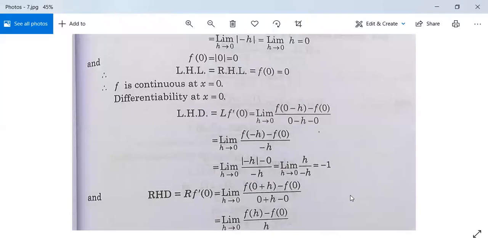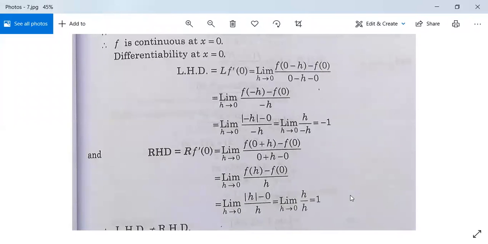Now differentiability at x equal to 0. देखो पहले left hand differentiability. Lf dash 0 is equal to limit of f(0-h) minus f(0) over 0 minus h minus 0, h tending to 0. So limit h tending to 0 of f(-h) minus f(0) over minus h. It means limit h tending to 0 of mod minus h minus 0 by minus h. Mod minus h is your h. So it is limit h tends to 0 of h by minus h, which means minus 1. So left hand derivative is minus 1.